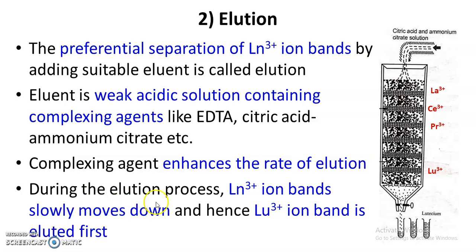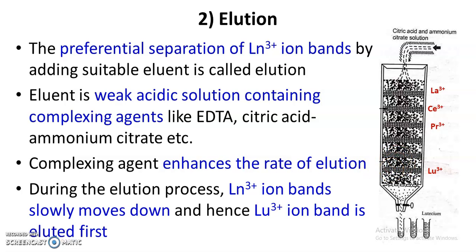So slowly the elution process will occur and the lanthanide plus 3 ion bands slowly move down, and hence the lutetium ion band is eluted first. Actually, these lutetium plus 3 ions are loosely bound with the resin and therefore they are eluted first. This band slowly goes down and it will be taken out as different fractions. So first fraction, second, third. So after completion of the first band, the second band will be eluted.